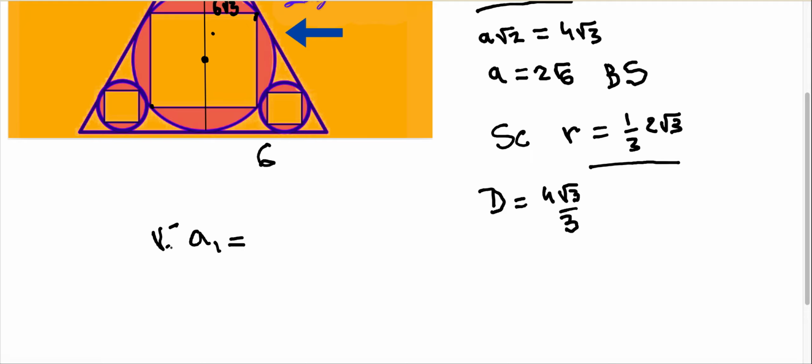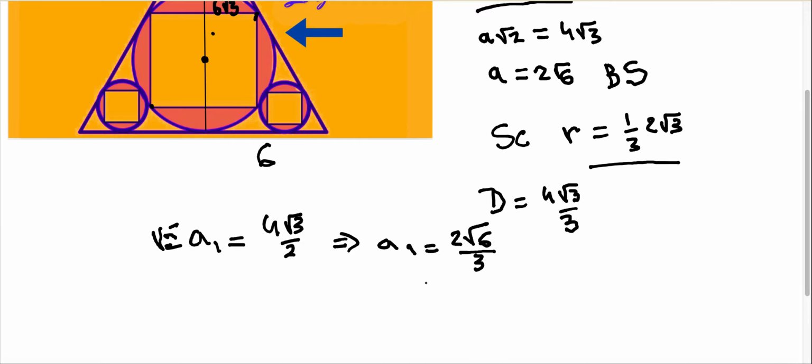Square root of 2 times A1 is going to be equal to 4 times square root of 3 divided by 3. And this implies, when we simplify everything, A1 is equal to 2 times square root of 6, divided by 3.